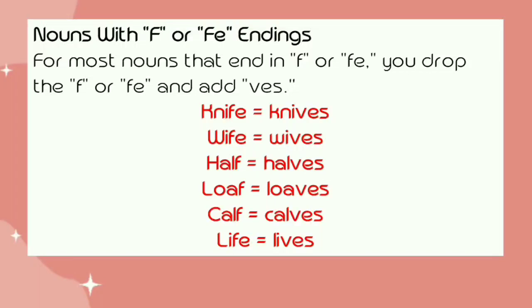First, nouns with f or fe endings. For most nouns that end in f or fe, you drop the f or fe and add ves. Example, knife will be knives. Wife will be wives. Half will be halves. Loaf will be loaves. Calf will be calves. Life will be lives. Again, when the noun ends with f or fe, you need to drop the f or the fe and add ves.